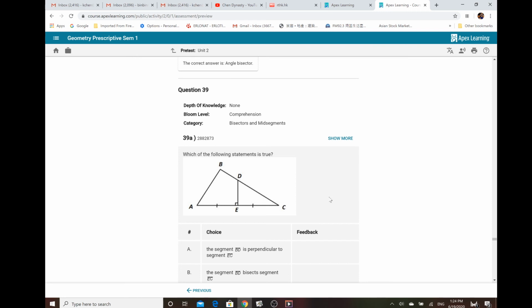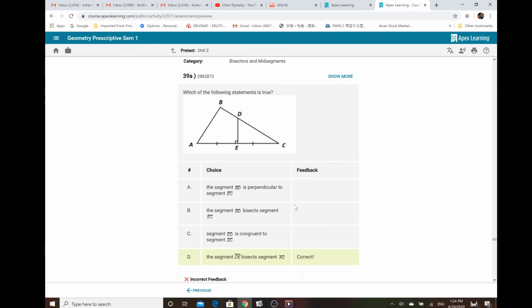So 39 is a little bit different. Let's see what this one is. Which of the following statements is true? The segment BD is perpendicular to segment EC. Okay, obviously that one is not true. The segment BD bisects segment EC. That one is not true either. BD is over here, it never bisects EC. And then segment ED is congruent to segment DC. Well, that one doesn't even make sense. And then segment DE bisects segment AC.